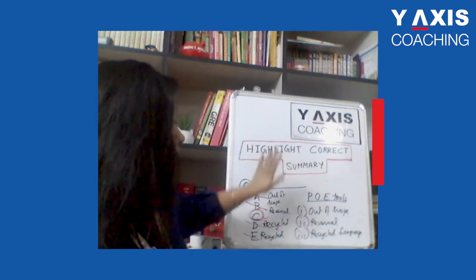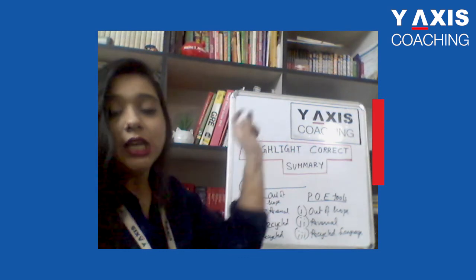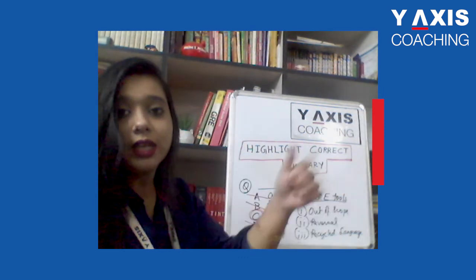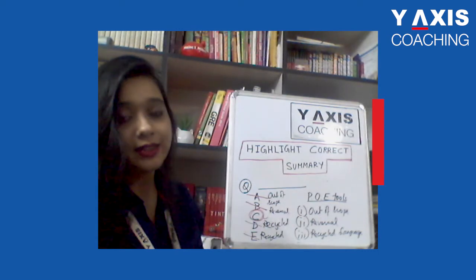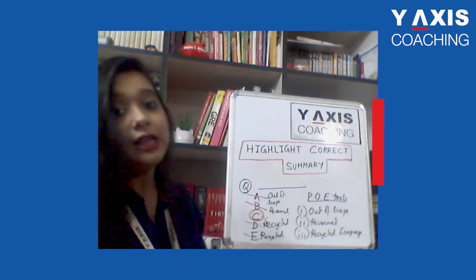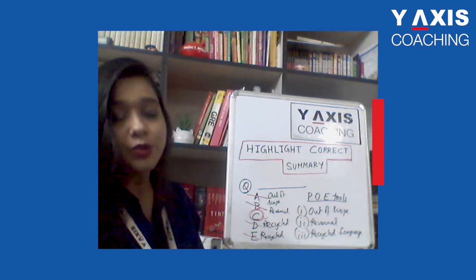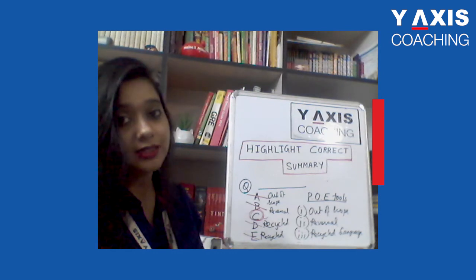So park your thinking on your erasable notepad like this. Go ahead, click on the correct summary, click next, and that's how you have to solve highlight correct summary. I'm sure this strategy will help you while solving your highlight correct summary questions, and definitely you will get a good score.